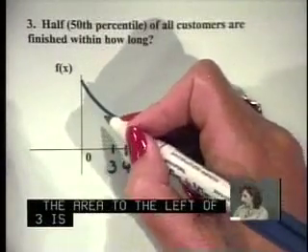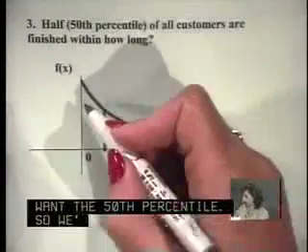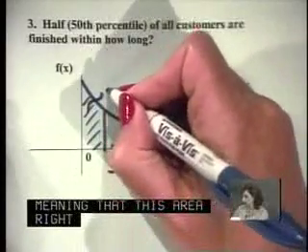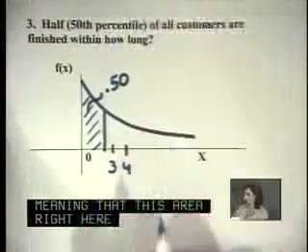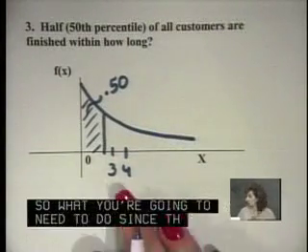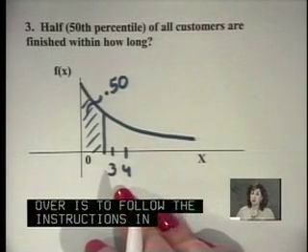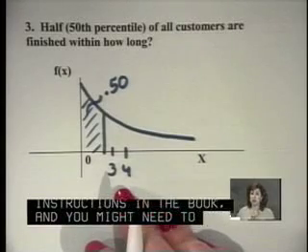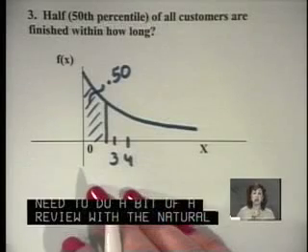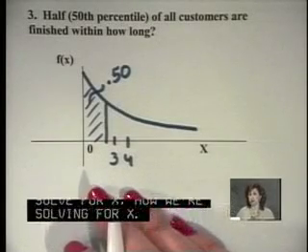But we want the 50th percentile, so we're looking for where half the area is, meaning that this area right here is 0.50. So what you're going to need to do, since this segment is just about over, is to follow the instructions in the book. Sometimes students need to do a bit of a review with the natural logs to figure out how we're solving for x. But there is a formula for it on the summary page.